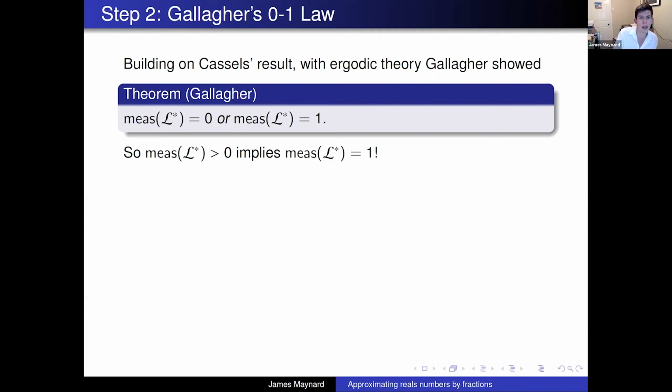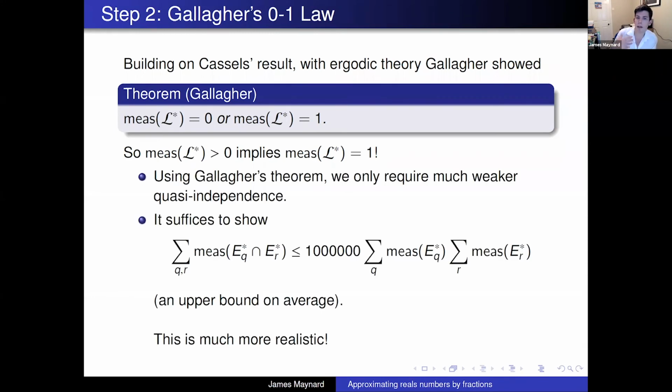So this means that as soon as you've shown that the measure of L star is bigger than 1/1,000,000, it can't be 0, so it must be 1. And it turns out that you can adapt the proof of the Borel-Cantelli lemma in a fairly straightforward way. And essentially, this works very nicely.